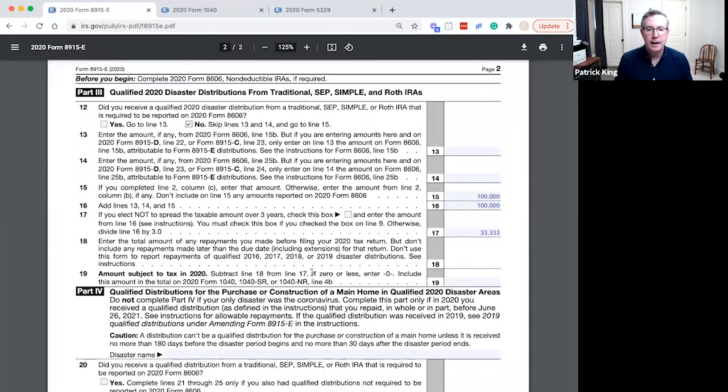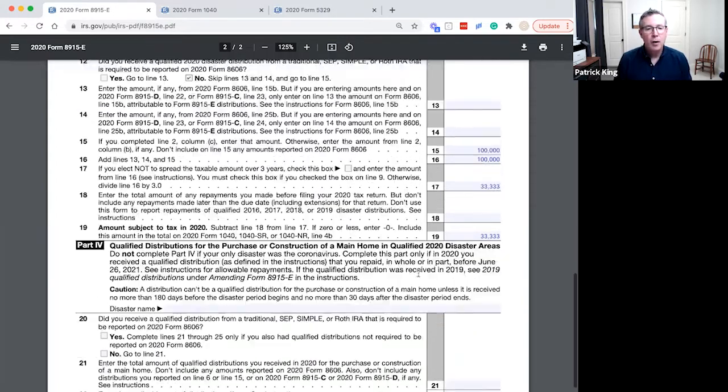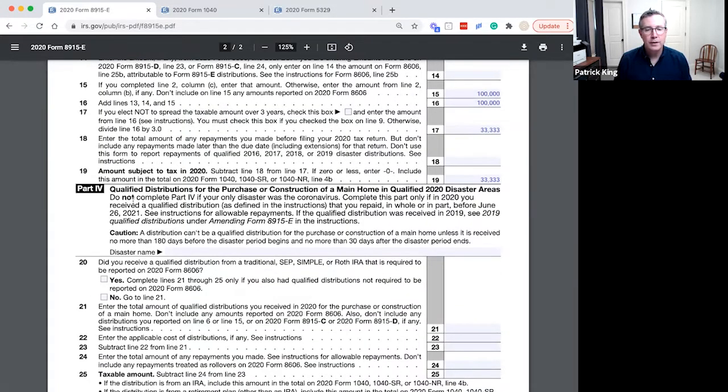And of course, amount subject to tax in 2020. Subtract line 18 from line 17, $33,333. So there we go. We finished part 3. Part 4 is more for disasters where you have to rebuild a house, like a hurricane or a tornado or something like that.